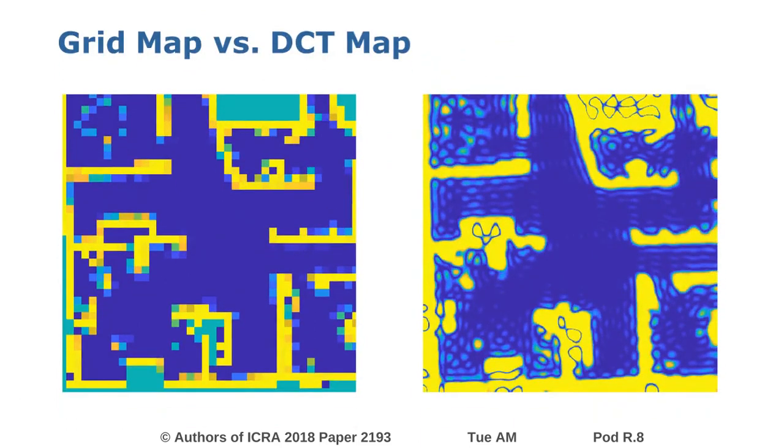DCT maps are a novel kind of continuous lidar map. They overcome three disadvantages of the very popular occupancy grid maps. Let's have a look at these disadvantages.